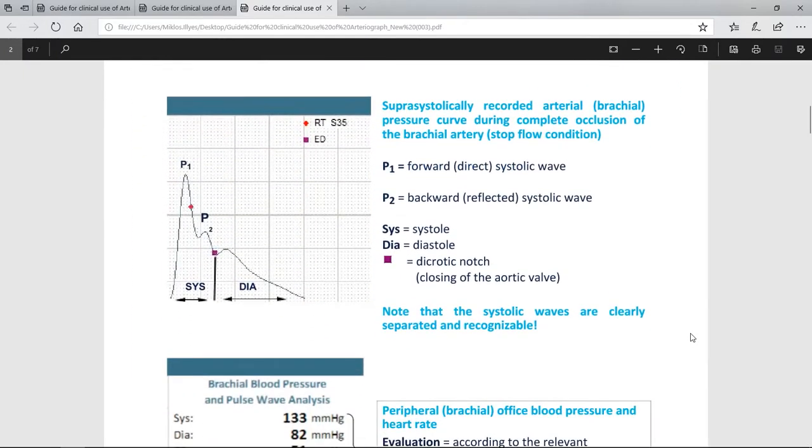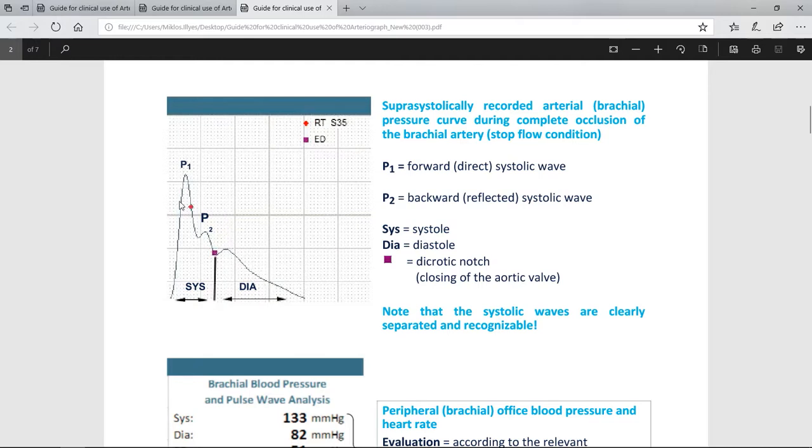First, the device shows you the suprasystolically recorded brachial pressure curve during complete occlusion of the brachial artery, such as stop flow condition. In this picture, you can see the separated first and second systolic waves from each other. P1 is a forward direct systolic wave, P2 is the backward systolic wave. And then you can see the dicrotic notch, dicrotic valley, when the aortic valve is closing and the systole ends. Then you can see the diastolic wave.